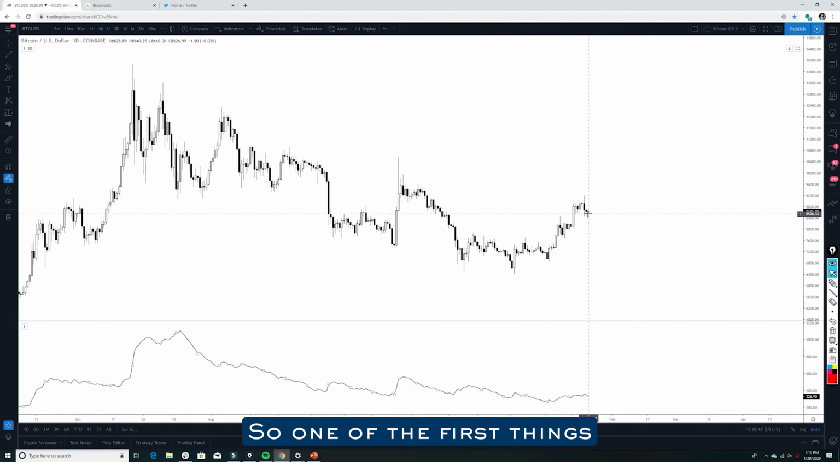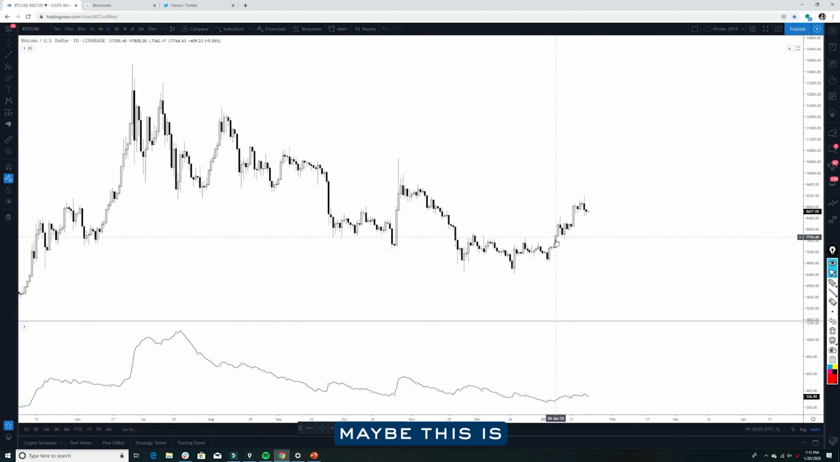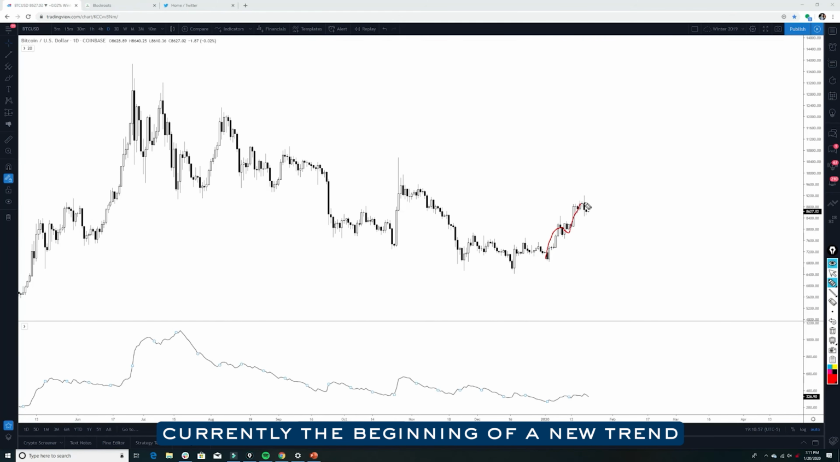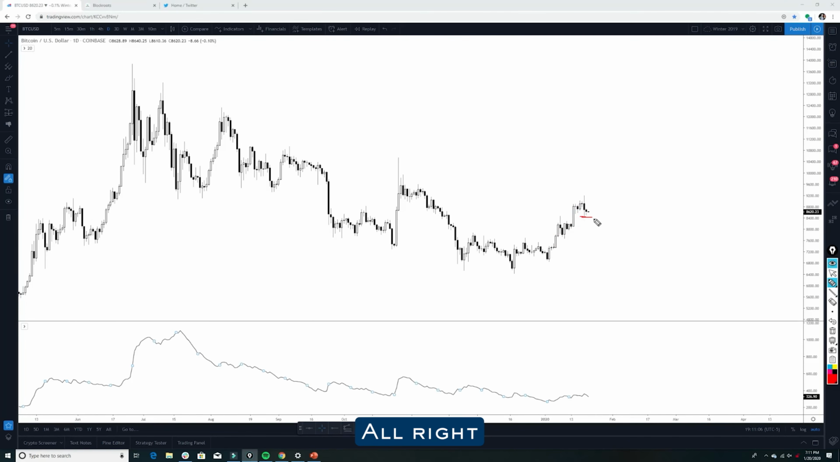So one of the first things that we can do with the ATR is place a volatility stop. So if we're looking at this right now, we're considering, all right, maybe this is currently the beginning of a new trend. We want to enter in this trend at a pullback. Well, where can I place my stop? Some people might say, well, I'm going to place my stop below the last wick. All right, some people might say, well, I'm going to place my stop below this last low.